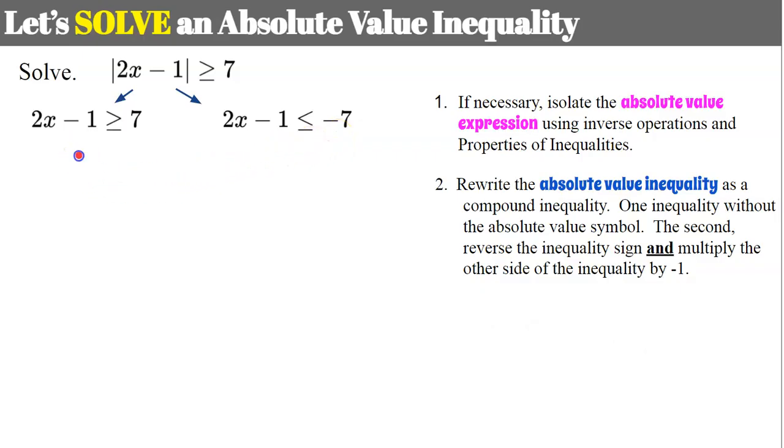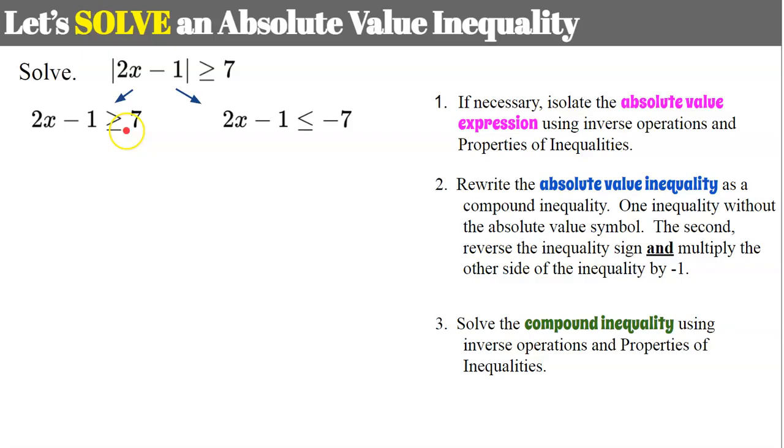Now we need to solve. That's step 3, solve our compound inequality. I'm going to do the inverse of subtract 1, which is to add 1 to each side, leaving me 2x is greater than or equal to 8. To get x alone, I'm going to do the inverse of multiply by 2 and divide each side of the inequality by 2. That leaves me x is greater than or equal to 4. 8 divided by 2 is 4.